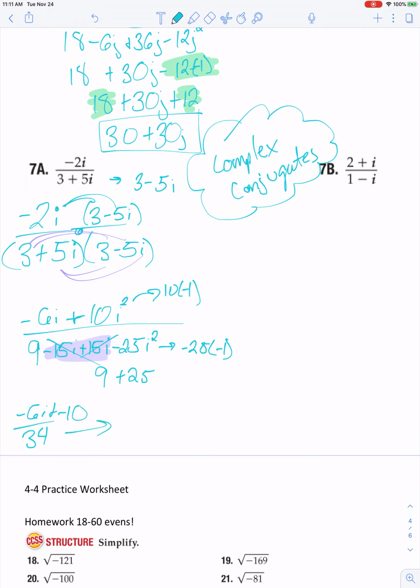And then two things. When you simplify, I notice that 6, 10, and 34 can all evenly divide by 2. So that's going to be a negative 3i and a negative 5, and then what, 17? And then I also remember that when it comes to complex numbers, I really like writing the real number first. So I'm going to do negative 5 minus 3i being divided by 17.